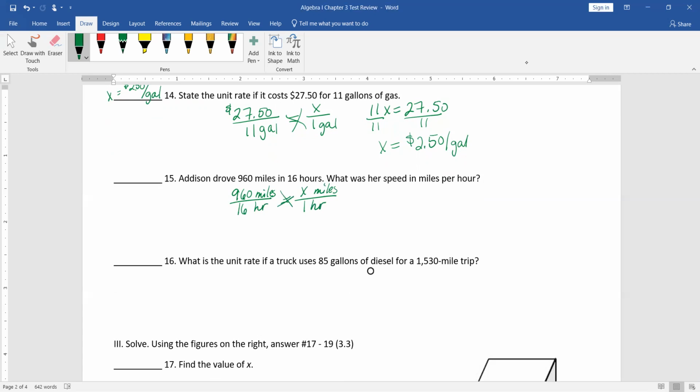So cross multiply: 16 times x equals 960 times 1, which is just 960. And then you can plug it into your calculator and you find that 16 divides into 960 60 times. So her average speed was 60 miles per hour.